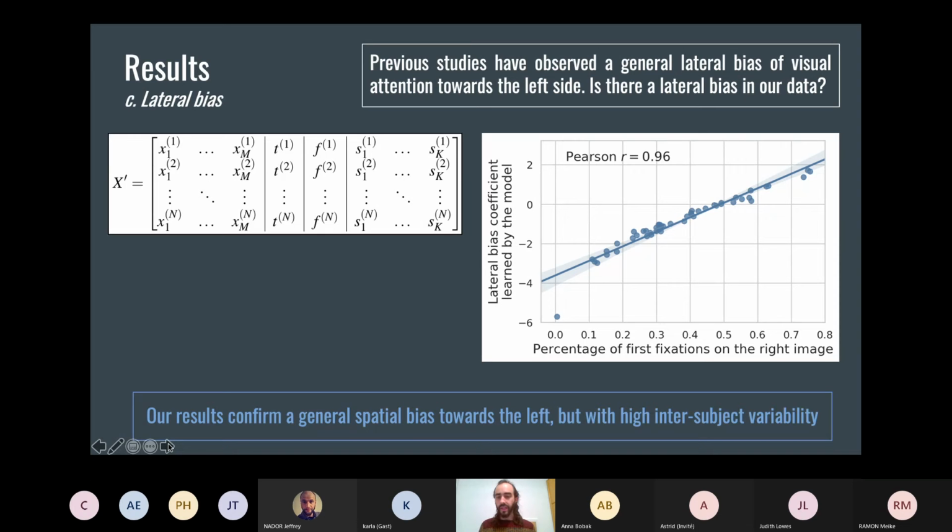And again, as a sanity check, we can see that the percentage of first fixations on the right image, which is the x-axis, is very highly correlated with the coefficients learned by the model. And I will use this to highlight the validity of modeling behavioral aspects with this kind of machine learning models, provided the modeling is done in a meaningful way.